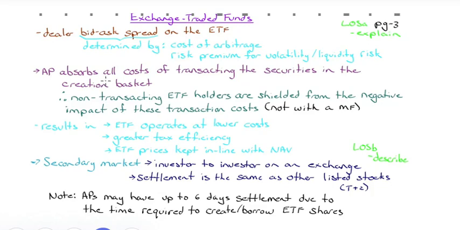The authorized participant absorbs all the costs of transacting the securities in the creation basket. Therefore, non-transacting ETF holders are shielded from the negative impact of these transaction costs. This is not true with a mutual fund. Let me give you a very quick example. Let's say that there are 3 people in a mutual fund, and the mutual fund holds a whole bunch of shares, and that circle represents the whole portfolio of the mutual fund. And one of these people says, I want out, and gives the mutual fund dealer a redemption request to redeem, and let's say it's just a contrived example, but 20% of the fund.